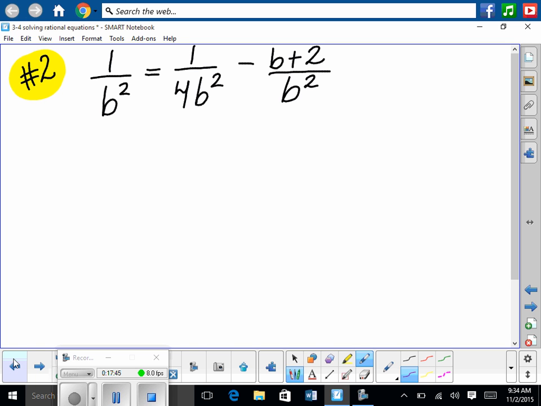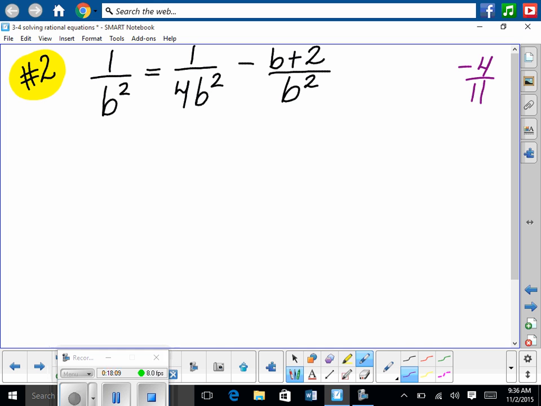I'm not going to go through the whole thing with you, but I will talk about what's the least common denominator in this one. 4b squared. So go through and manipulate these so that they all have a 4b squared in the bottom. If you do it to the bottom, you've got to do it to the top. So everybody try number 2 by yourself. If you need to work with your neighbor, do it. But try. All right. Did anybody get the answer negative 4 over 11?